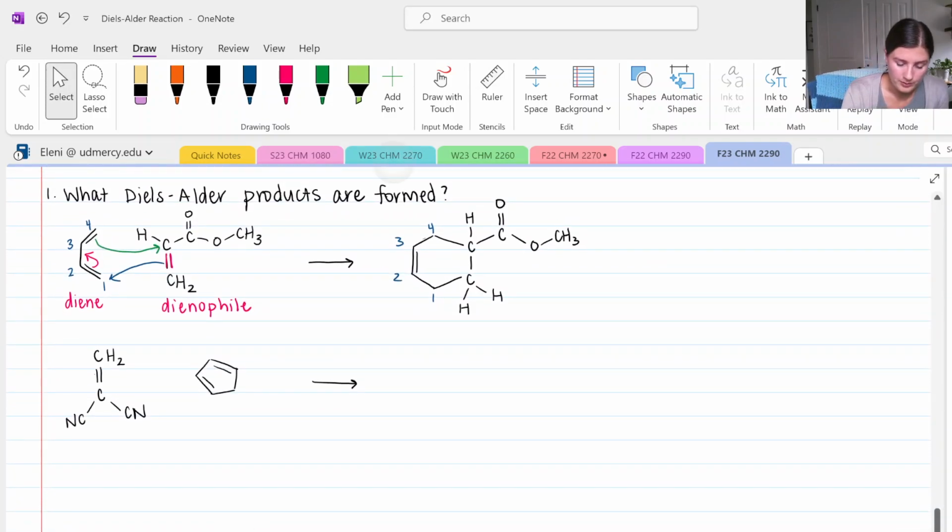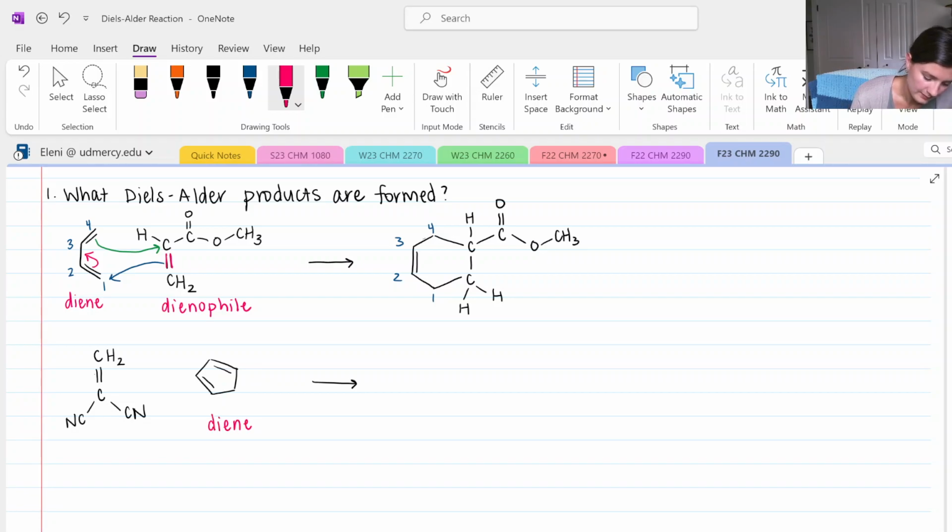In the second example, we will first identify the diene and dienophile. The diene is a ring this time, and then we have our dienophile with 2 nitrile groups. So when the diene is already a ring, the product that you'll form is called a bicyclic compound because we are forming another ring, but the diene ring doesn't break. So we'll have 2 rings in the product.